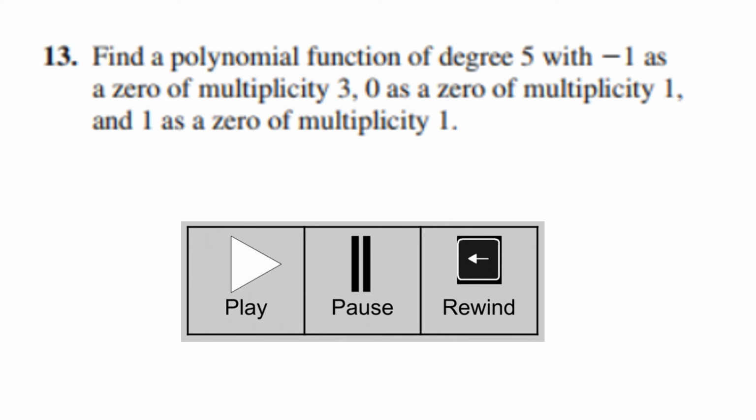Here, problem 13 asks us to find a polynomial function of degree 5, and it has minus 1 as a zero of multiplicity 3, 0 as a zero of multiplicity 1, and 1 as a zero of multiplicity 1. Press pause, and let's see how you did.